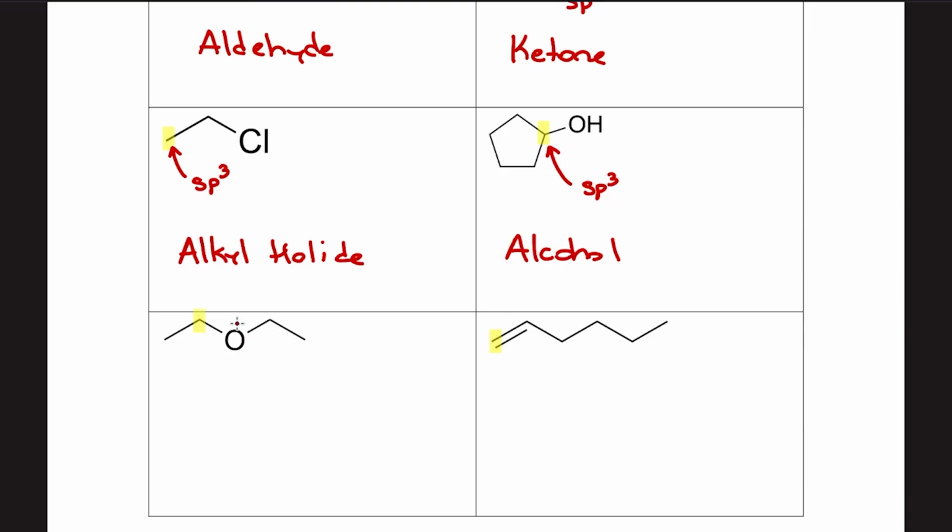The next problem, I see this oxygen in the middle of two carbon chains, and so I know this is an ether. And this carbon over here only has single bonds, and so I know that this is sp3 hybridized. The next problem, I see a double bond and then nothing else going on in the molecule, so I know this is an alkene. And the carbon at the end has a double bond and the rest are single bonds, and so I know this is sp2 hybridized.